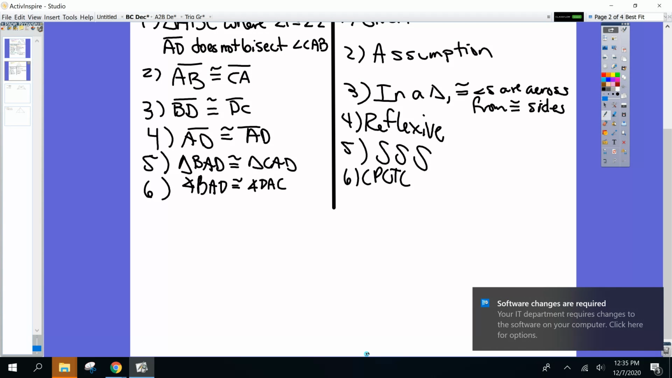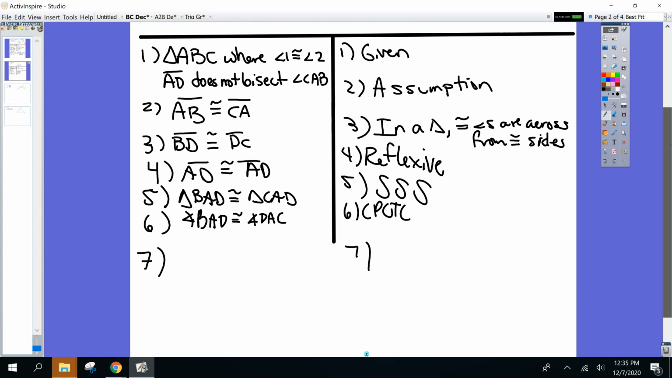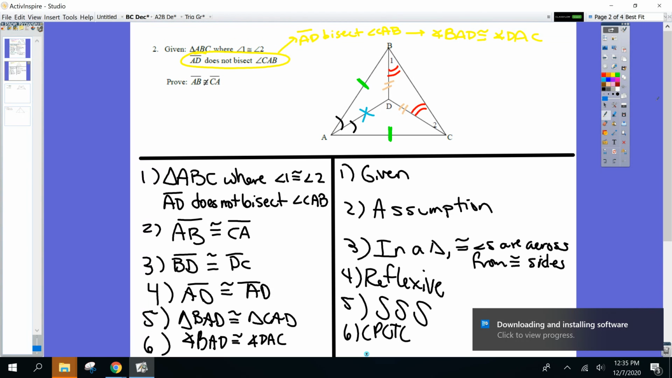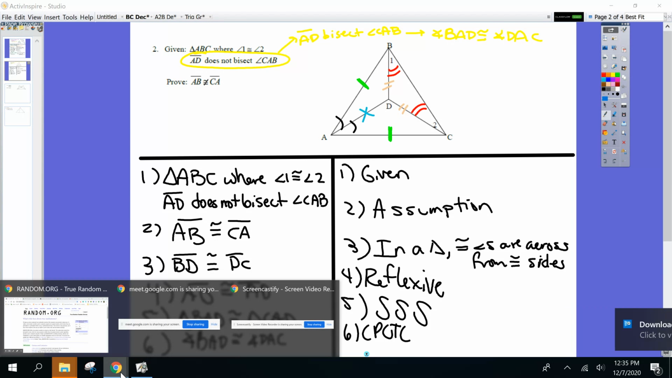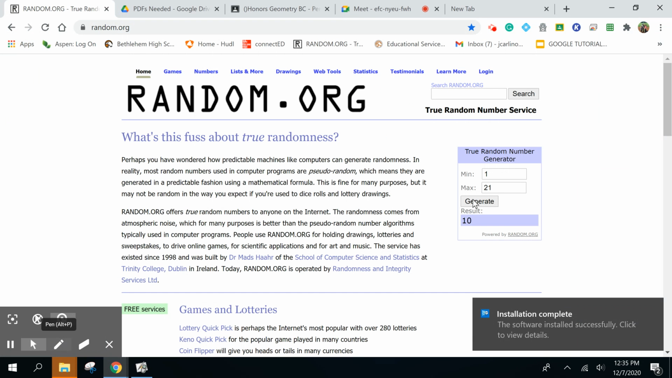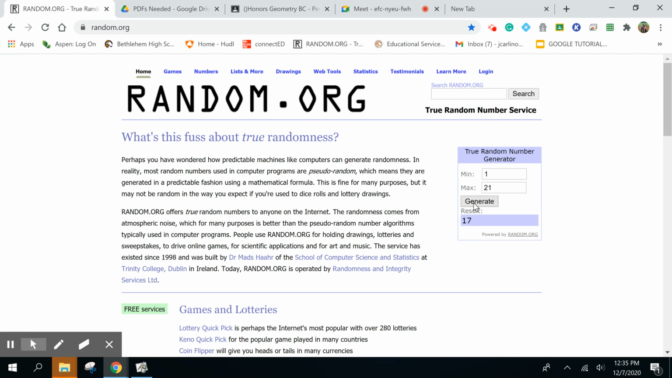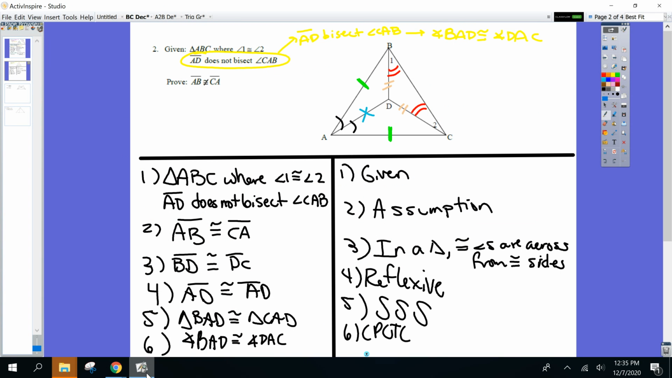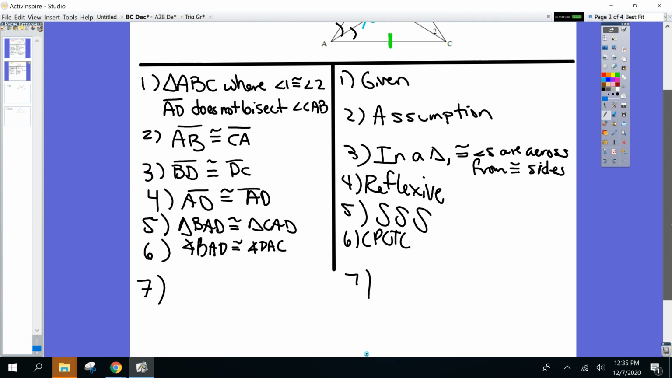And if those two angles are equal, what do we know about segment AD now? If those two angles are equal, what do we know about segment AD? Liam, here we go. If those two angles are equal, what's AD doing? AD is bisecting CAB. There you go.